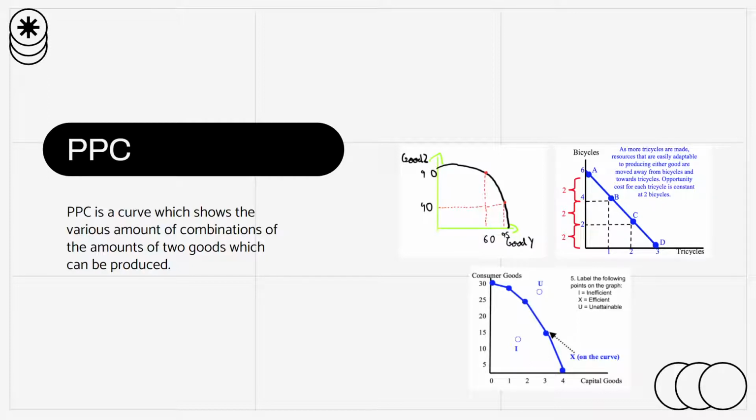And you might also notice that I have two production possibility curves here. One is curved and one is a straight line. Well, a straight line means there's a constant opportunity cost.